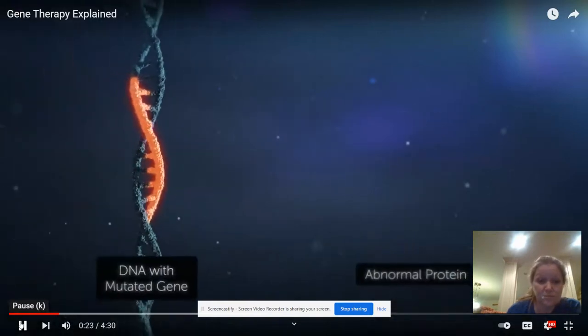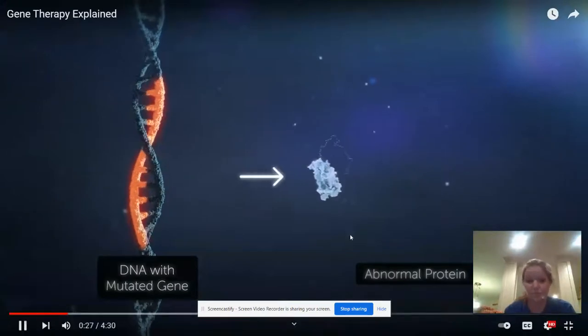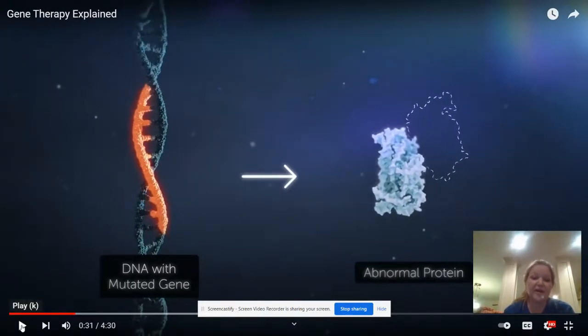Many diseases have a genetic basis, meaning that mutated genes provide incorrect instructions that cause the cell to produce an abnormal protein. Okay, so a DNA that has a mutated gene, again, it's going to make an abnormal protein. Some examples of abnormal proteins would be the hemoglobin protein in sickle cell anemia. It's malformed, and it causes a lot of problems in the body.